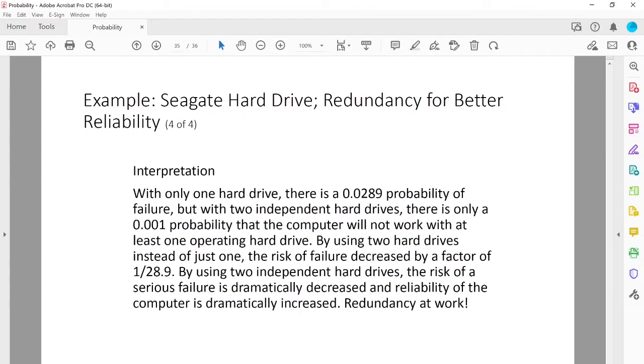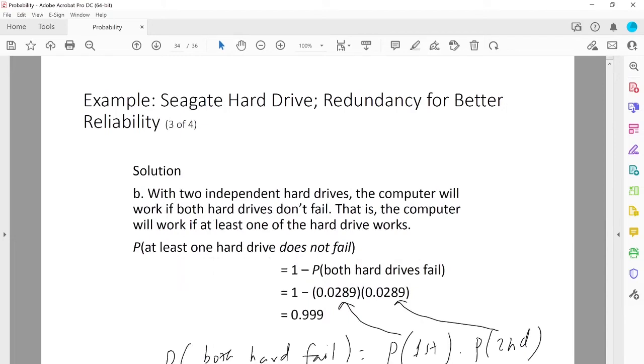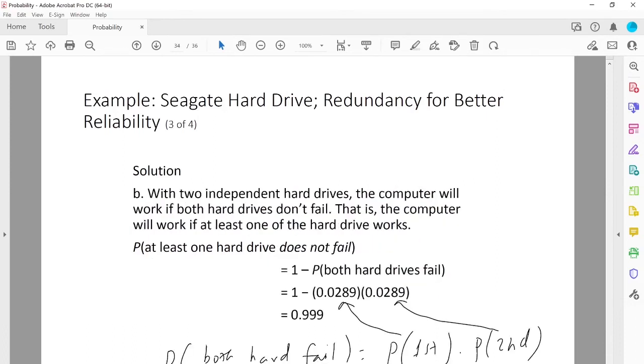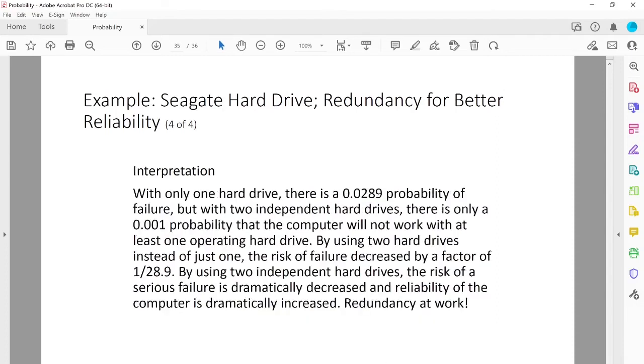So what is the interpretation? Interpretation is, if you just use one hard drive, the probability of not failing for that computer is 0.971. But if you use two hard drives, the probability of not failing for that computer is 0.999. Okay, that's a huge improvement, by a factor of about 1 over 28.9. So by using two independent hard drives, the risk of serious failure is dramatically decreased and reliability of the computer is dramatically increased. Redundancy at work.